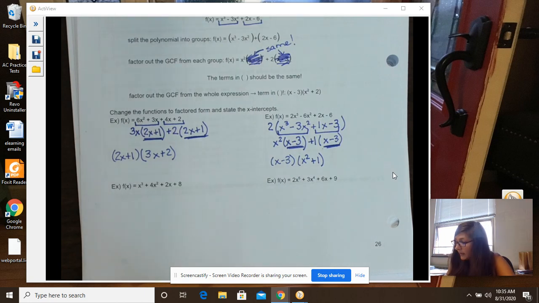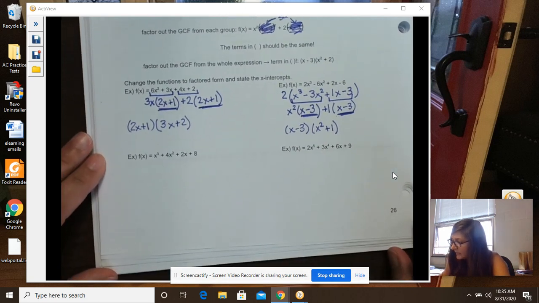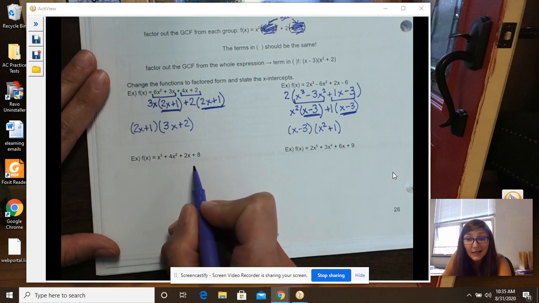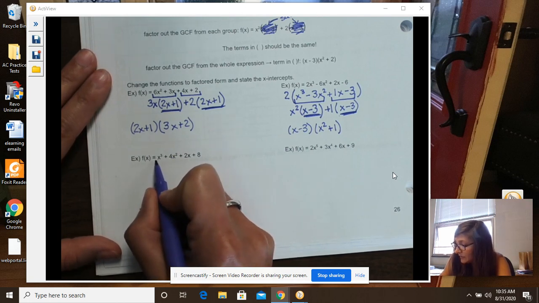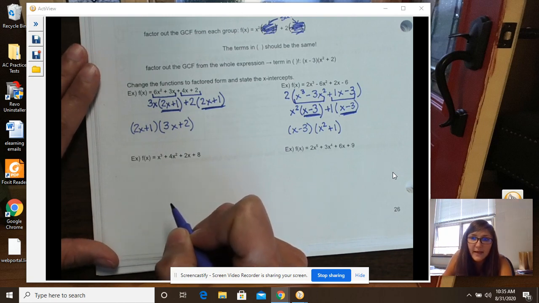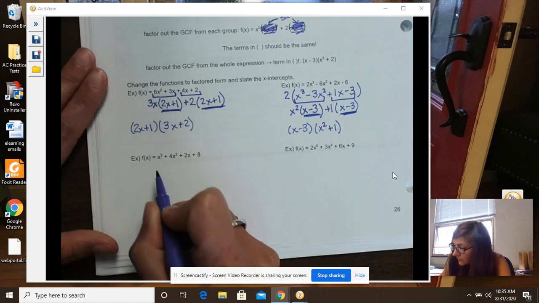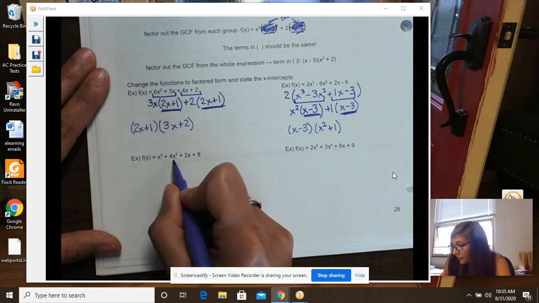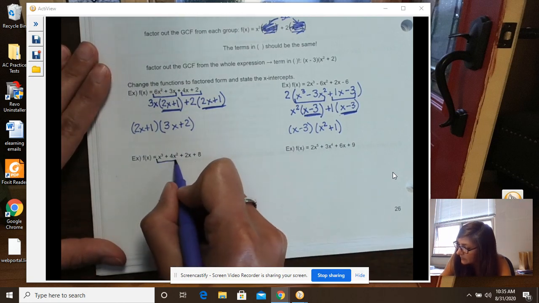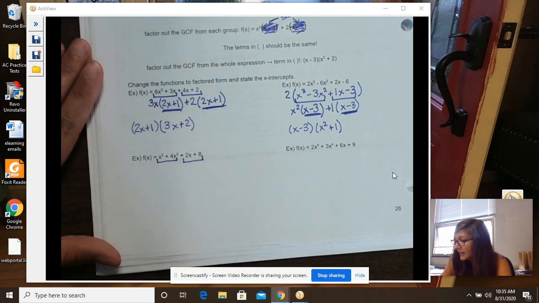Let's take a look at one more of these grouping problems. So let's take a look at our next example right here. Same idea. I'm going to start by splitting this up into groups. I don't have a GCF for all of these terms. Remember, greatest common factor means it's common to all terms. So 3 of them have an x. 3 of them are divisible by 2, but not all of them. So no GCF to pull out. So let's split this up into our groups there.